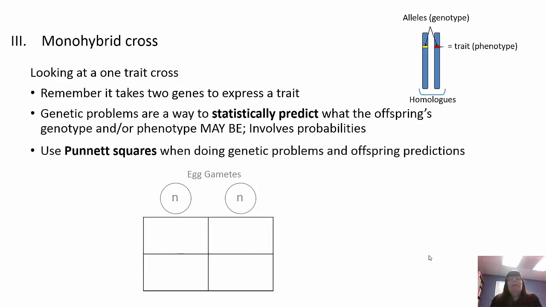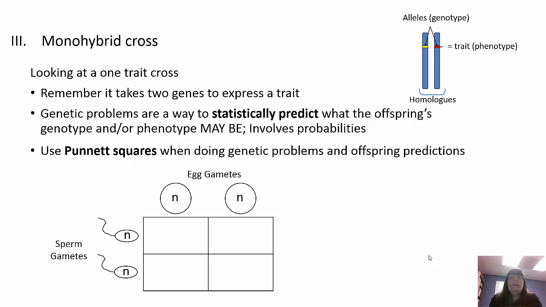Okay, so monohybrid crosses look at one single trait. So it takes two genes to express a trait, remember. One from one parent, one from the other parent. Genetic problems are a way to statistically predict what the offspring's genotype and phenotypes may be. It involves probabilities, and the more offspring that you have, the closer you can get to the prediction. So what we use are called Punnett squares to do genetic problems and offspring predictions.